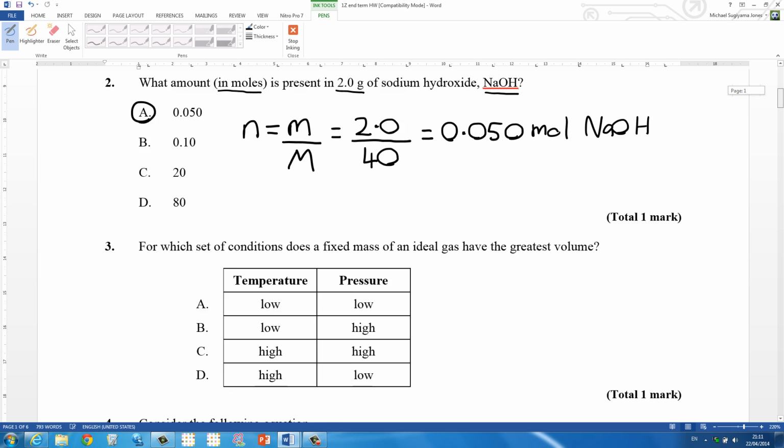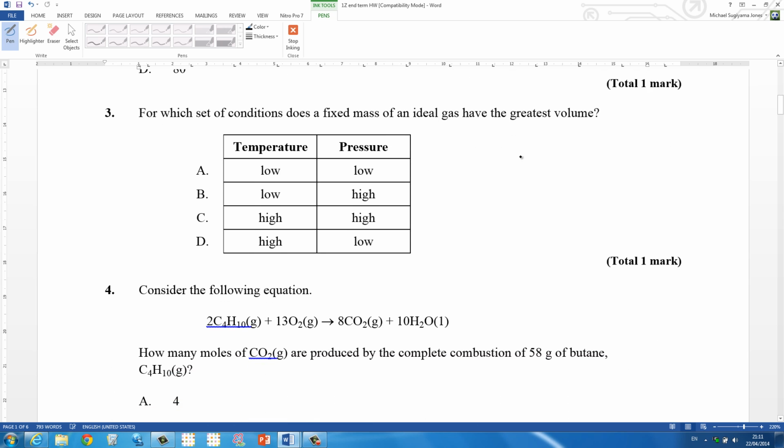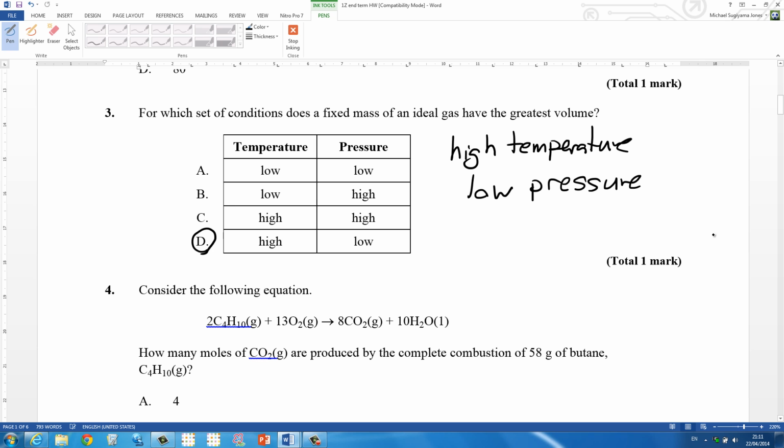So moving on to question 3. This is a gas question. So for a gas to have the greatest volume, which two conditions? And here's your choices. So the greatest volume will be high temperature and low pressure. So an ideal gas will have the greatest volume under these conditions. So you can see that D is the right answer here.